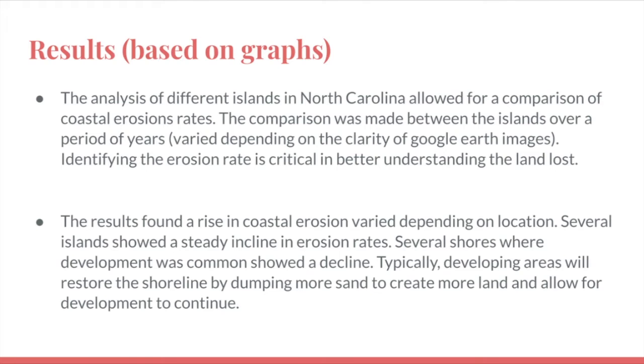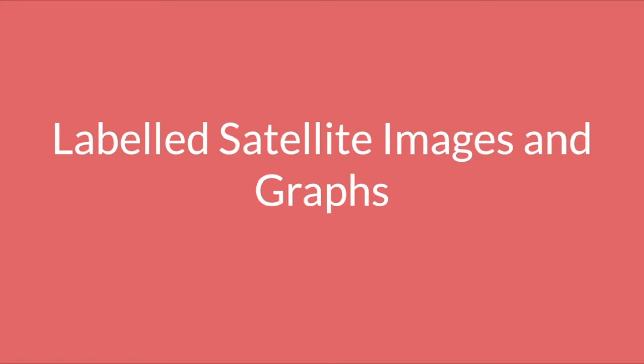The results found a rise in coastal erosion varied depending on location. Several islands showed a steady incline in erosion rates. Several shores where development was common showed a decline. Typically, developing areas will restore the shoreline by dumping more sand to create more land and allow for development to continue. I'm now going to show you our labeled satellite images and graphs.